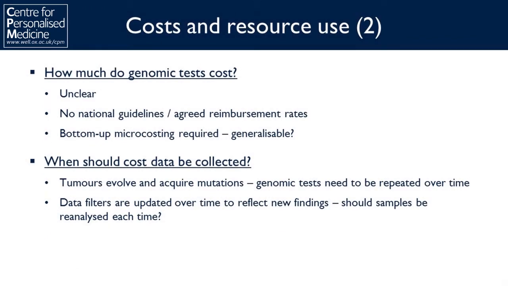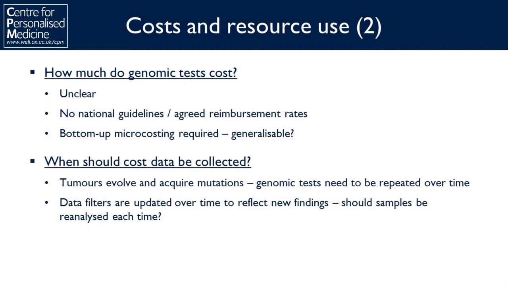Second category of issues relates to how much genomic tests cost. Most of the time we don't have a great idea of how much genomic tests cost, and we have touched on this in previous sessions. There are no national guidelines, there are no nationally agreed reimbursement rates for genomic tests. If you need a cost for a genomic test, often the only option is to go out and cost it yourself. The problem you have here is that test costs obviously vary from one lab to the next, and you have issues regarding the generalisability of these costs. And it's a problem because HTA agencies such as NICE require that nationally agreed prices are included in their economic evaluations.